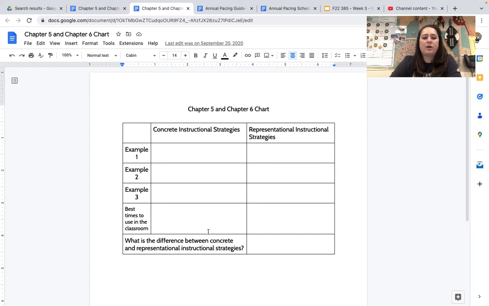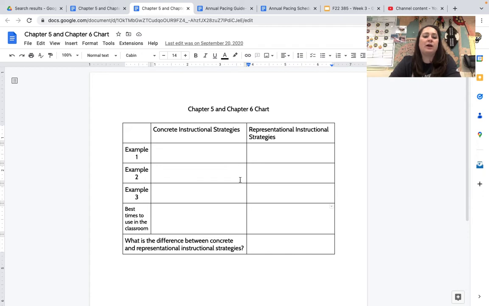Chapter 5 is about concrete instructional strategies, and Chapter 6 is about representational instructional strategies. You're going to give me 3 examples. Then tell me, when is the best time to use concrete instructional strategies, and when is the best time to use representational instructional strategies? And then, what is the difference between them? I'm going to show you a sample quickly, but I don't want to give you too much time because I don't want you to copy and paste. I just want you to see the length and detail I'm looking for. This should demonstrate that you have read the book and that you understand the differences between these 2 strategies.